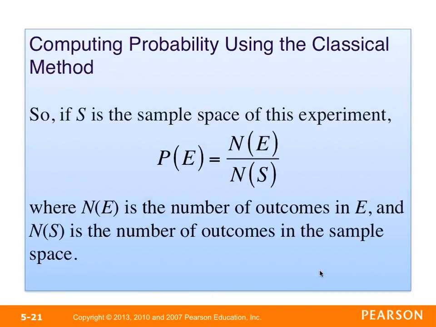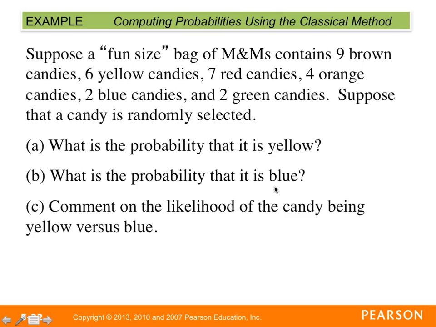So if S is our sample space in this experiment, then really all we need to do is take the number of outcomes in E and the number of outcomes in our sample space, and we just divide those two things. So let's suppose that a fun-sized bag of M&Ms contains 9 brown candies, 6 yellow candies, 7 red, 4 orange, 2 blue, and 2 green. And we want to suppose that a candy is randomly selected.